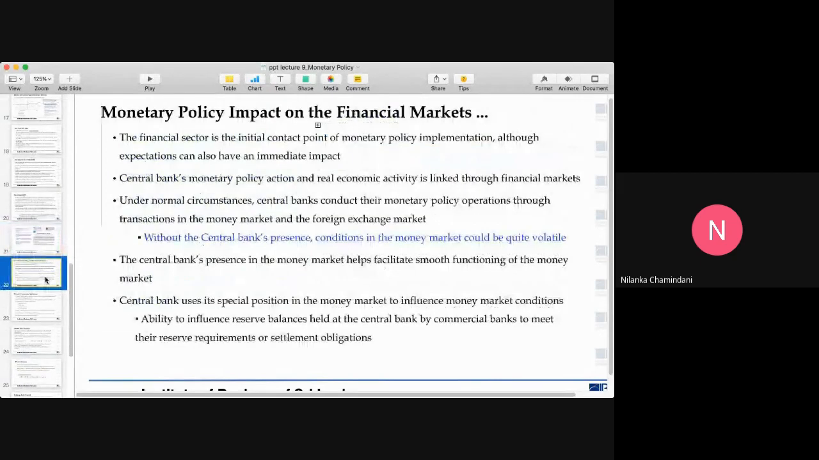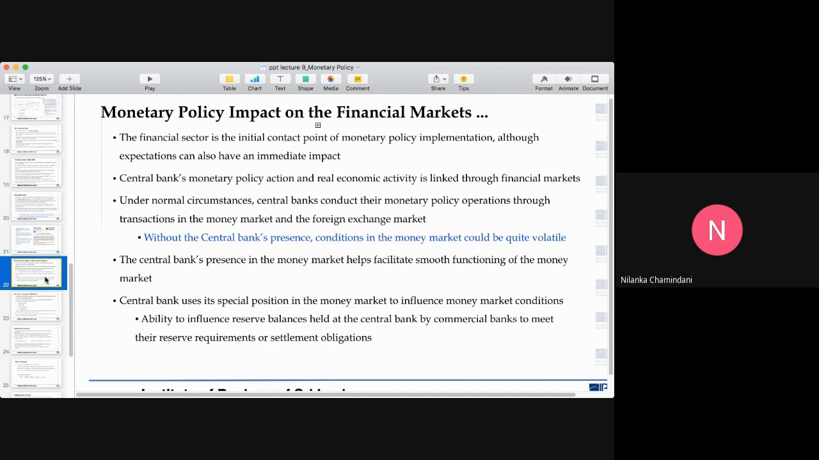Okay, so here we can see the monetary policy impact on the financial markets. The financial sector is the initial contact point of monetary policy implementation, although expectations can also have an immediate impact. Now we discussed that, right? When the central bank announces the policy stance, it also helps change the expectations of the people to some extent. But when the central bank is going to implement the monetary policy tools, we can see that these policy measures are working through the financial sector.